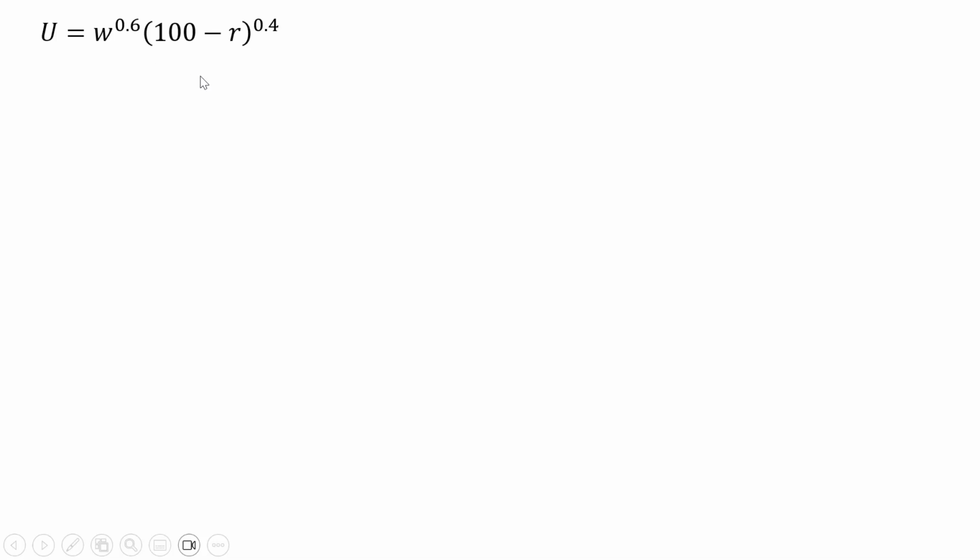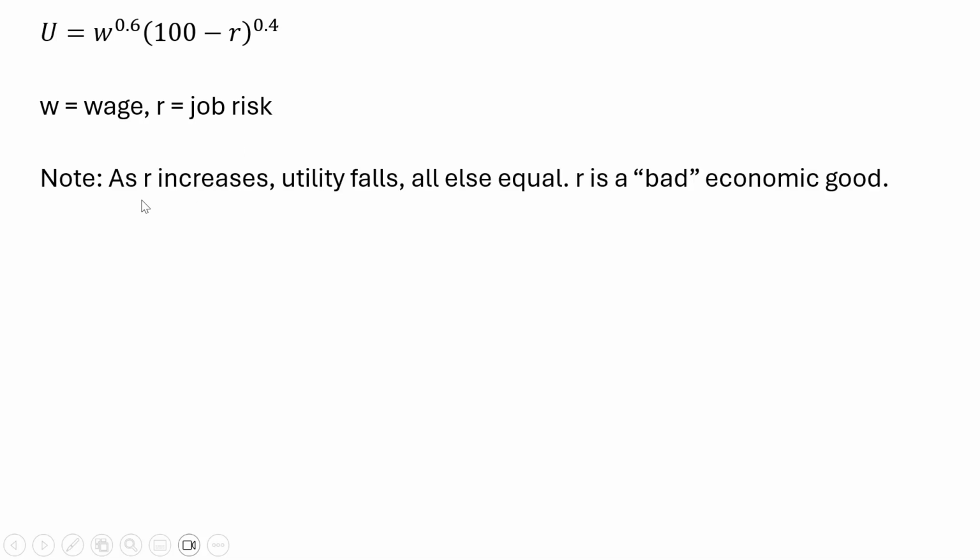So here we have a worker's utility function. Utility is a function of the worker's wage and riskiness of the job. So W is the wage and R is going to represent job risk. Note here, as R increases, as job risk increases, utility falls, all else equal. R in this case is a bad economic good.